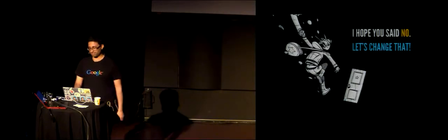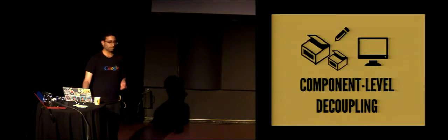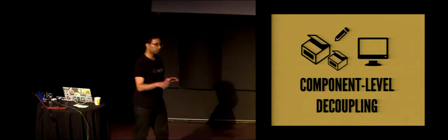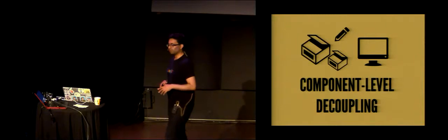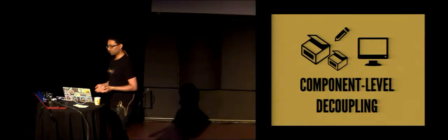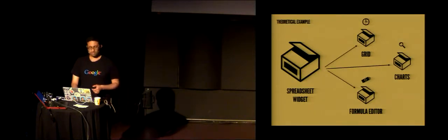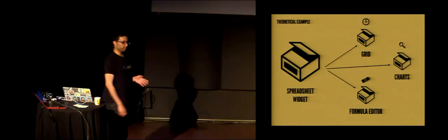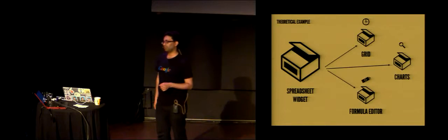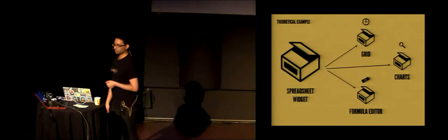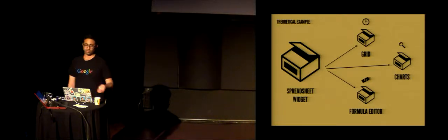So I hope you said no to the last slides. Let's change that. So I'm first going to talk about decoupling a little more. There are two sides to decoupling. There's component level decoupling and there's module level decoupling. Now, component level decoupling is interesting. Let's take, say, the spreadsheet component in Google Docs. Now it's composed of a number of more components that I'm showing on the screen at the moment. But let's, for argument's sake, say it's composed of a grid, charts, and a formula editor.